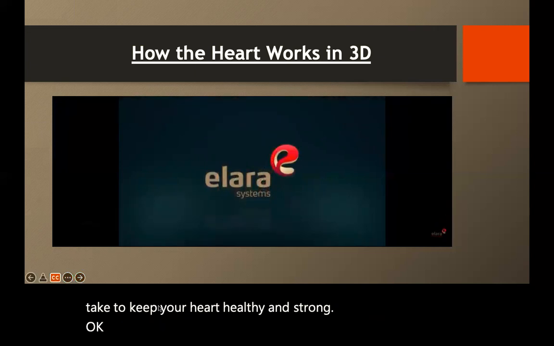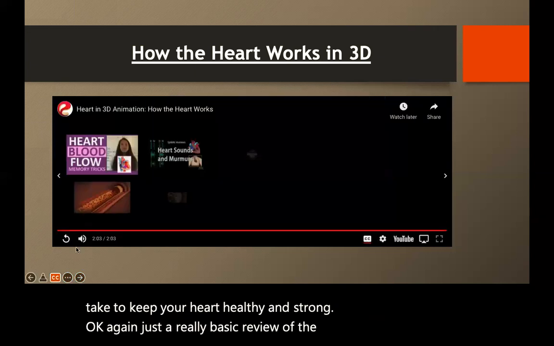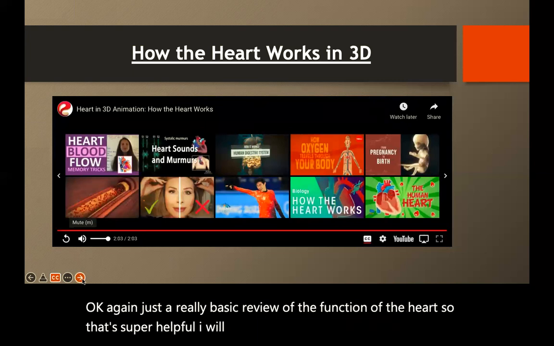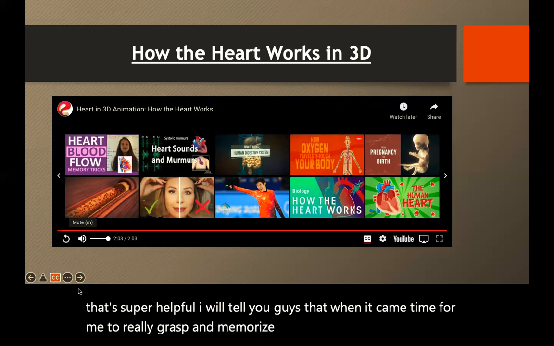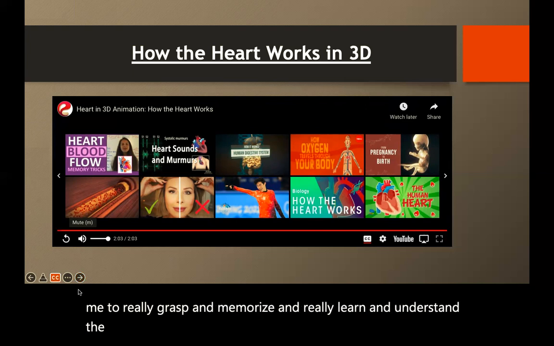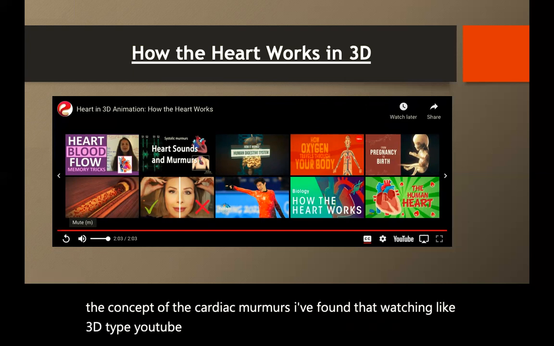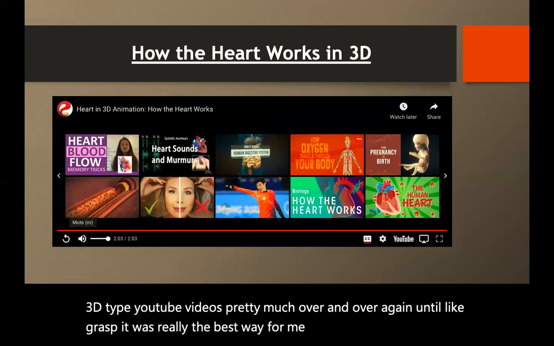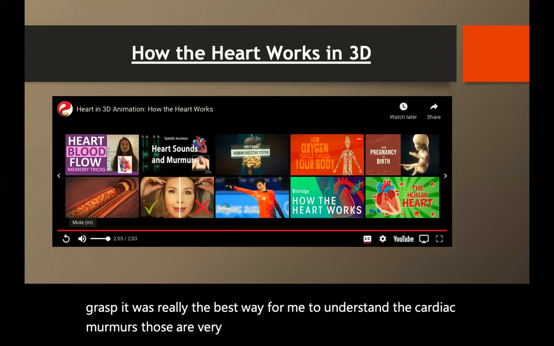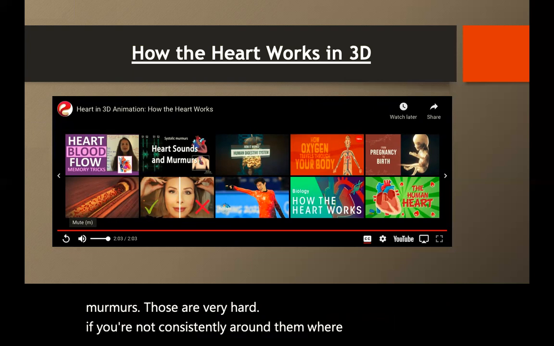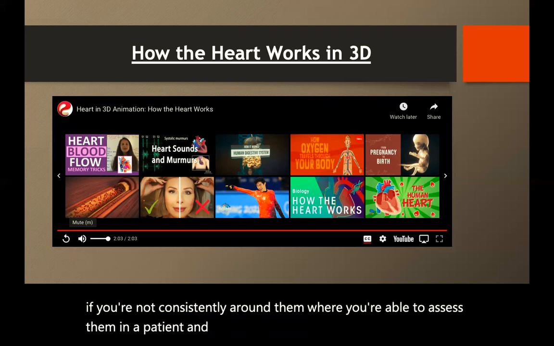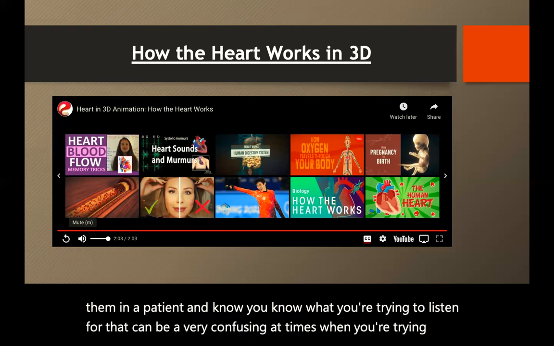Okay, again, just a really basic review of the function of the heart. That's super helpful. I will tell you guys that when it came time for me to really grasp, memorize, and understand cardiac murmurs, I found that watching 3D-type YouTube videos over and over again until I grasped it was the best way for me to understand them. Those are very hard if you're not consistently around them, where you're able to assess them in a patient and know what you're trying to listen for. That can be very confusing at times when you're trying to memorize it for test taking purposes.